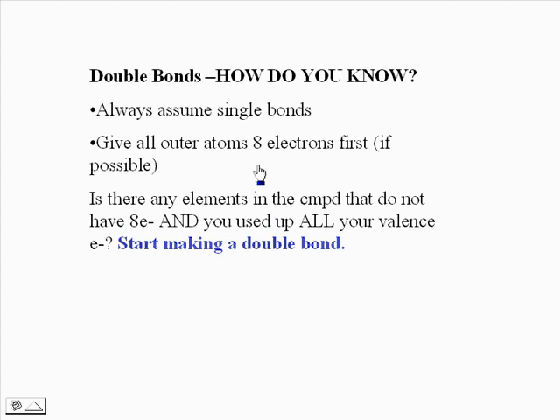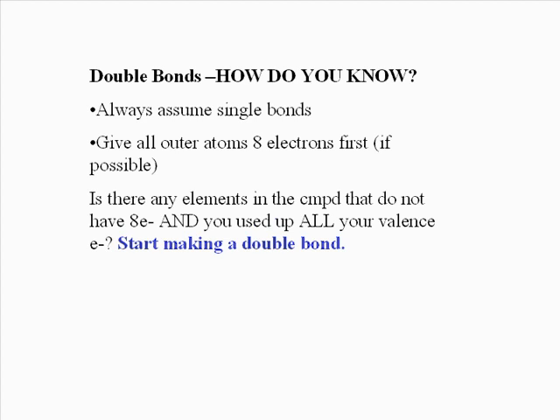And then, because you know how many valence electrons total you have in your compound, give all the outer elements 8 electrons first. If the outer elements do not have 8 electrons and you've used up all of your valence electrons, that's when you should start thinking about doing a double bond. Or you've given all of the outer elements 8 electrons and the central atom does not have 8 electrons. Again, you need to be thinking about double bonds.